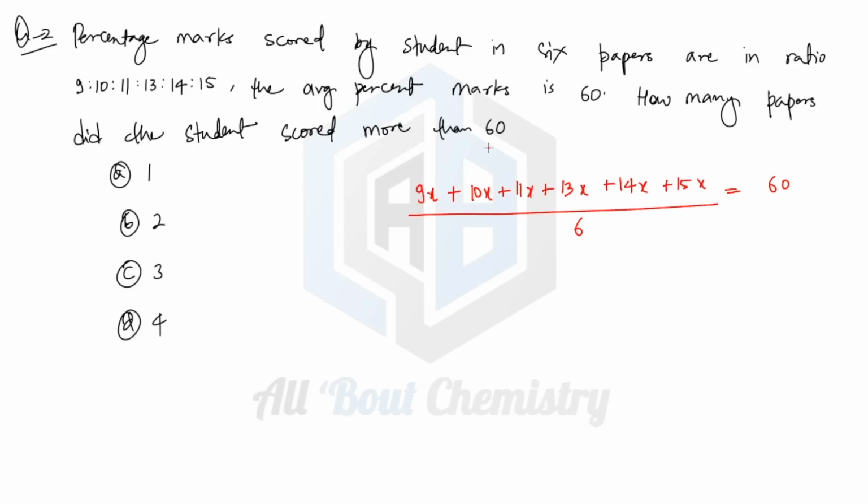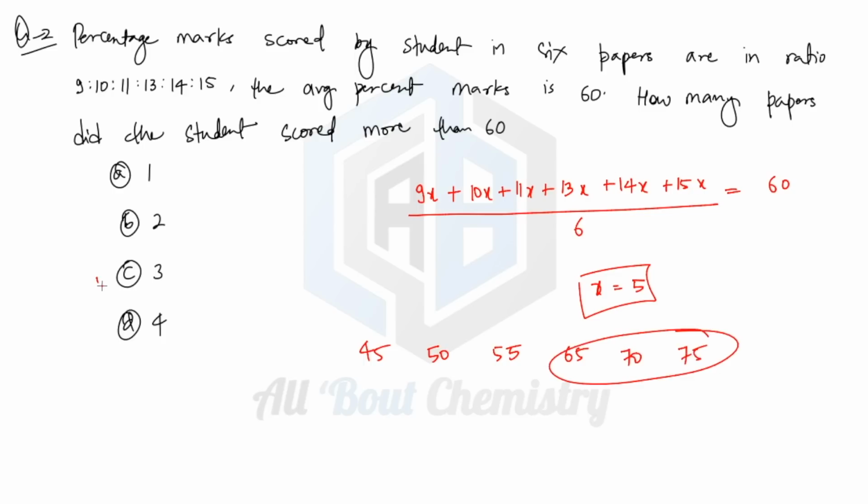According to the question, they are asking how many students scored more than 60. So you have to solve for x. On solving for x, you will get 5. So the first number is 9 into 5, that is 45. The second number is 50, the third is 55, the fourth is 65, the fifth is 70, and the sixth is 75. So there are three numbers which are greater than the average value, which is 60. So this is how this question needs to be done.